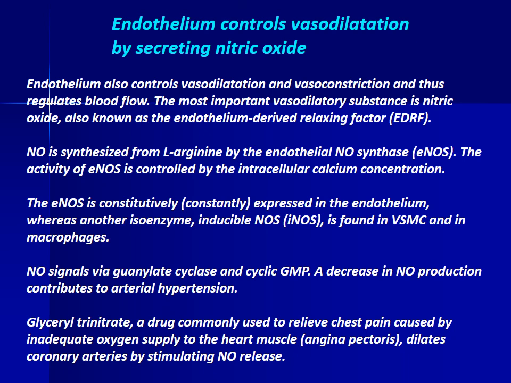Nitric oxide signals via guanylate cyclase and cyclic GMP. A decrease in nitric oxide production contributes to arterial hypertension. Glyceryl trinitrate, a drug commonly used to relieve chest pain caused by inadequate oxygen supply to the heart muscle, dilates coronary arteries by stimulating nitric oxide release.